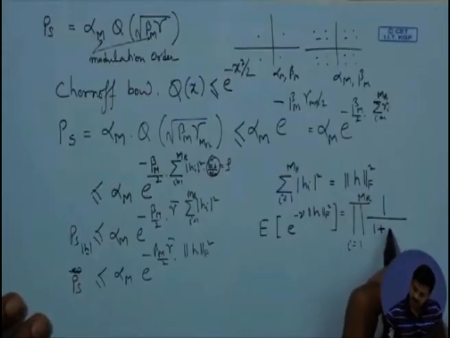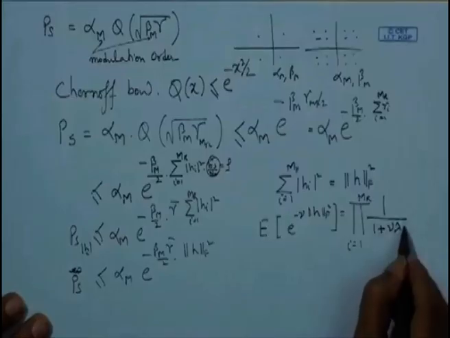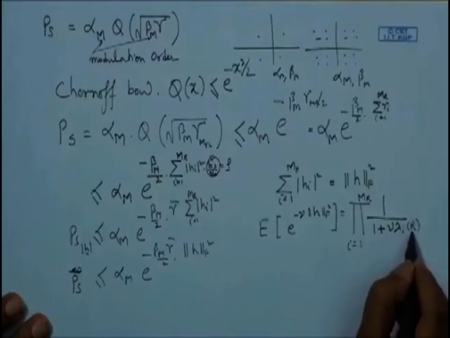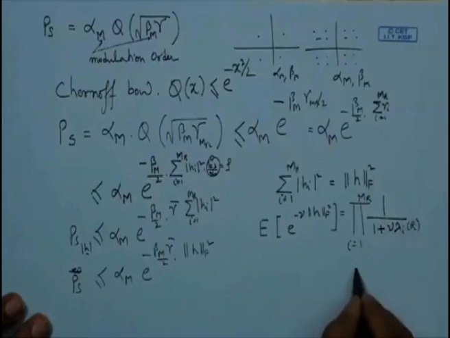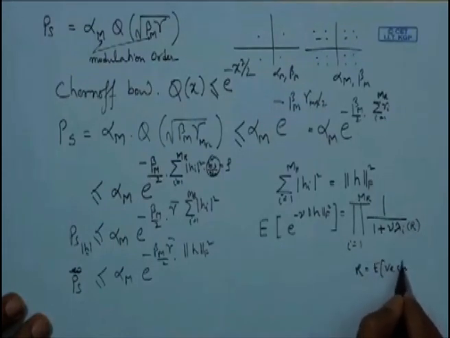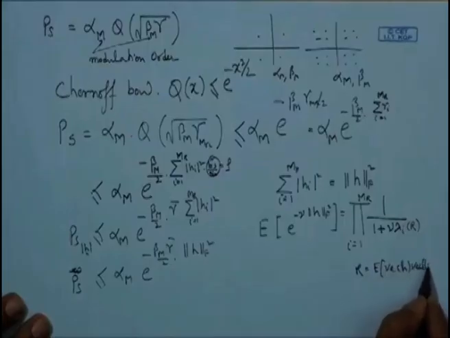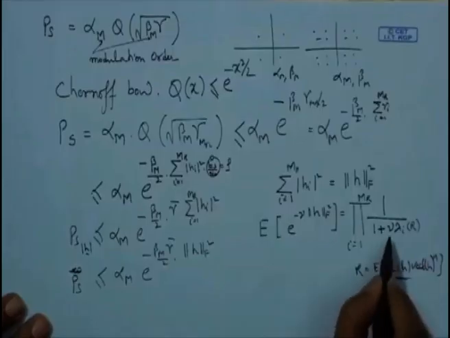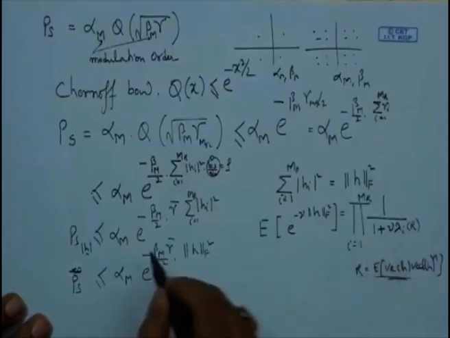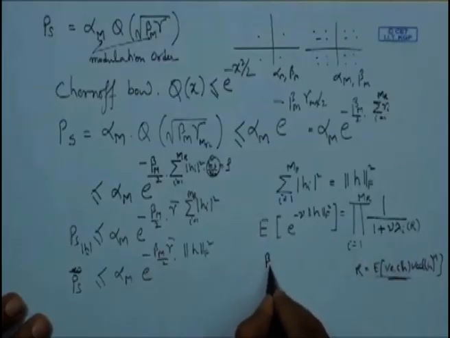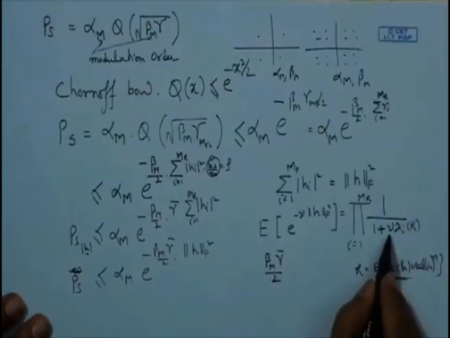1 plus nu times lambda i of R. R is the covariance matrix of vec H. R comes from the expectation of vec of H times vec of H Hermitian. So this is what we have to use over here. Nu in our case is basically beta m gamma bar by 2. That's what we have to use.